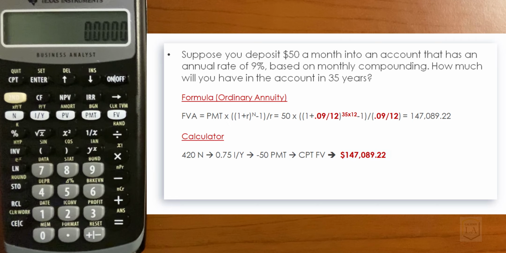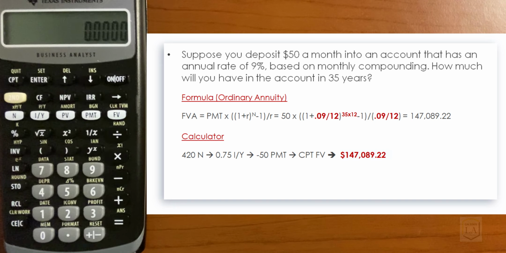The third example, suppose you're depositing $50 a month into an account that has an annual rate of 9%, but it will still be compounded monthly. So it's a very similar problem to the earlier one. And how much will you have in the account in 35 years? But it's asking a completely different variable. You're going to deposit for the next 35 years, then how much will you have by the end of the 35-year term? So this is asking you about the future value.